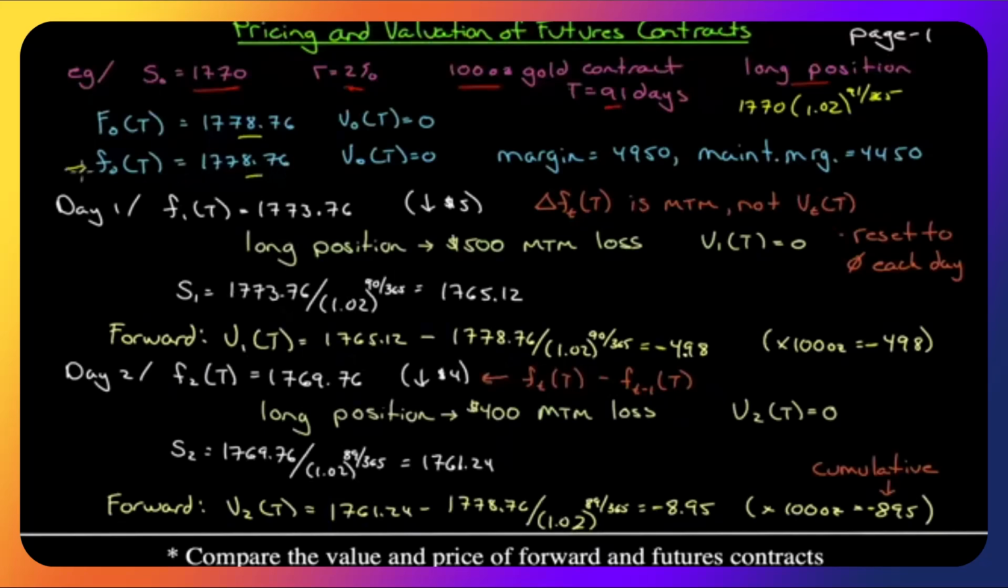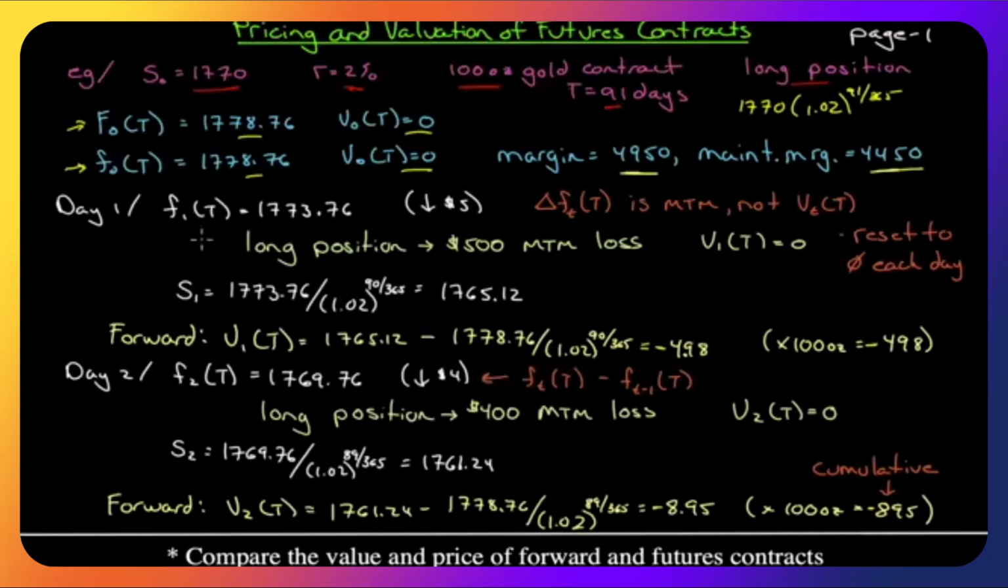Notice the notation here. We have little f for futures, capital F for the forward price. The value of the forward contract on day one is 0, as it is for the futures contract. The futures contract is going to require margin, so let's make the assumption that it's $4950 in margin with a maintenance margin of $4450.